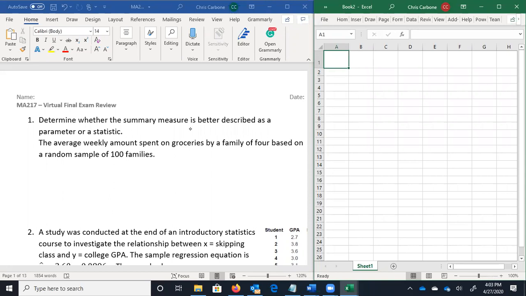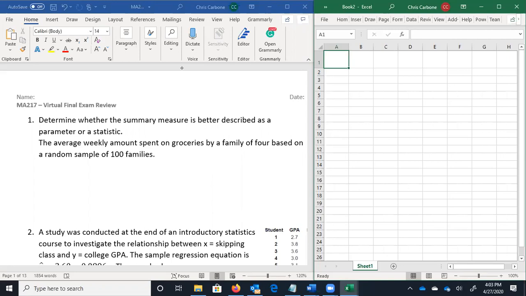This claims 13 pages, but I slightly edited it so it's a little bit easier to see without having to squint. It was 10 pages long. But anywho, might as well begin with a topic we haven't seen for months. Determine whether the summary measure is best described as a parameter or a statistic. The average weekly amount spent on groceries by a family of 4, based on a random sample of 100 families.